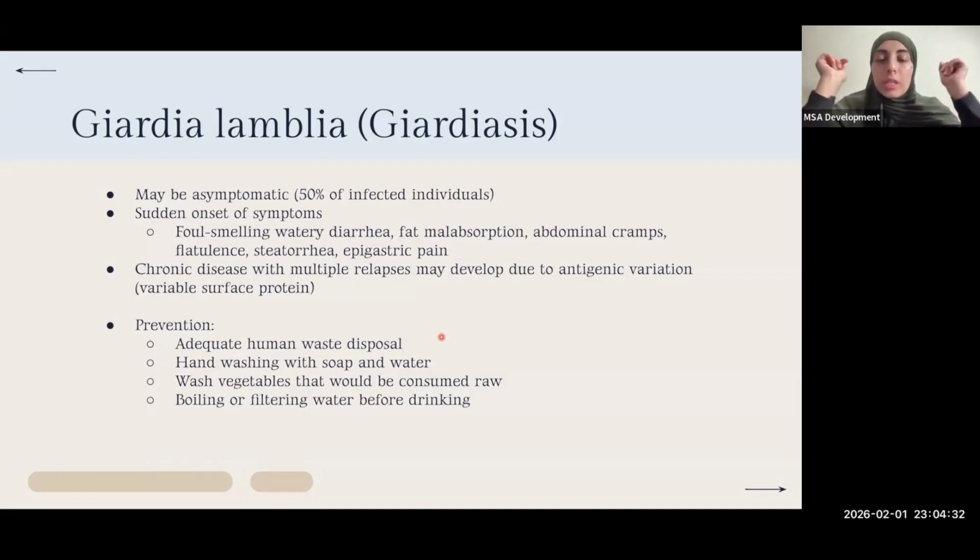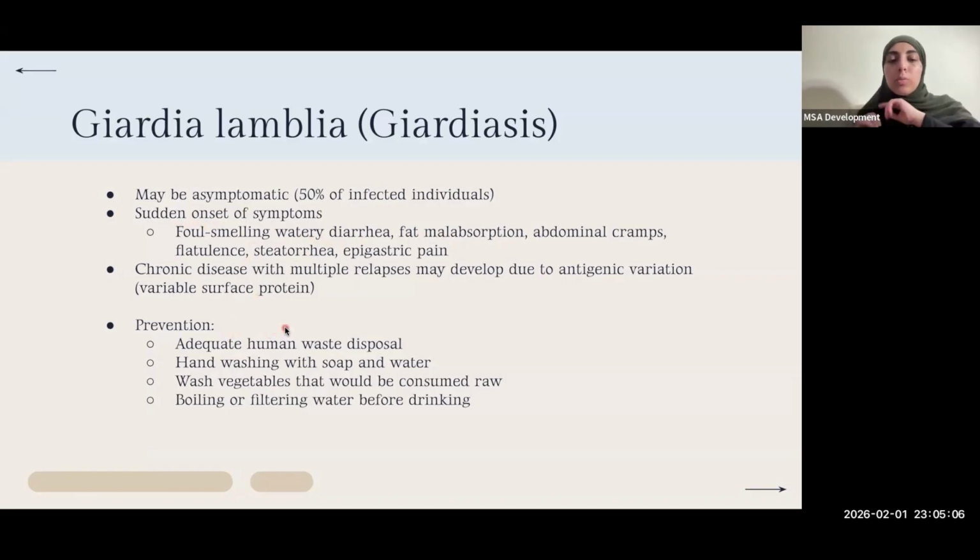As we said, it can also lead to a chronic disease with multiple relapses. And why is that? Because it can do something which is called antigenic variation. If you remember from PUD and from previous micro lectures, basically antigenic variation is that the organism can change the surface proteins and be able to hide from the immune system. So Giardia can do that, and this can lead to chronic disease. But just remember the description of the presentation. Foul smelling, watery diarrhea, fat malabsorption, steatorrhea. Very important description, okay?